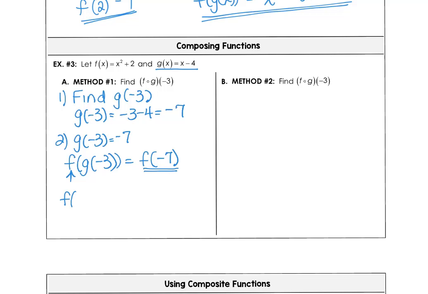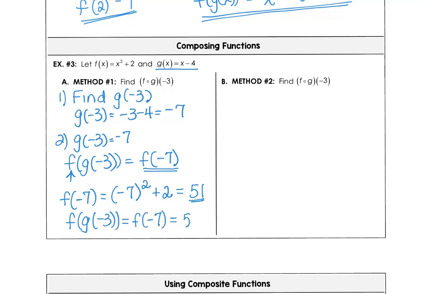So we want to find the f of negative 7 by substituting negative 7 for our variable and adding 2, which is 49 plus 2, so we get 51. The f of negative 7 is 51, or the f of g of negative 3 became the f of negative 7, which worked out to be 51. Now, if this method holds true, we should get the same answer for part B.